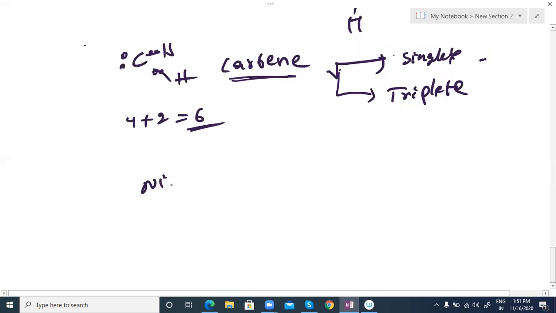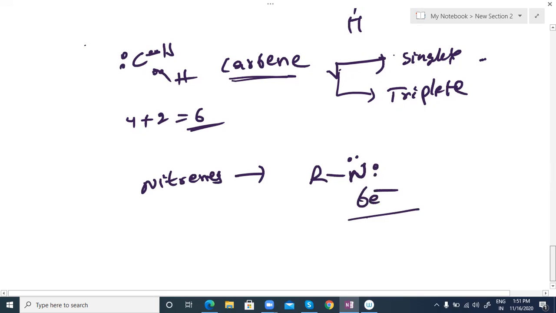And nitrenes are the same thing. RN. You can find out here nitrogen has only 6 electrons. So this is also an electrophile. Your target is whether it has less than 8 electrons or not, you can check it. Whichever has less than 8 electrons, those are electrophiles. That's the simple logic you have to find out.